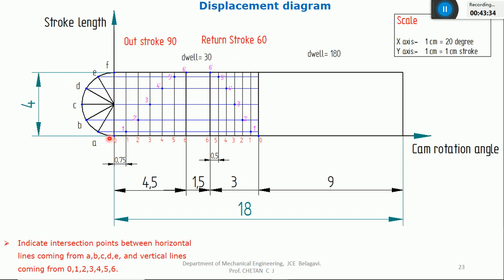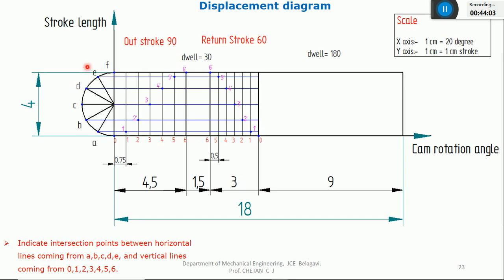So initially it is 0, it is going to 4 centimeter. After that, the follower has to come down. It means again these 6 horizontal lines intersecting these 6 vertical lines of a return stroke. You can see, this is the first horizontal line that is coming from F. It is intersecting this line number 6, so I'll indicate the intersection point as 6.